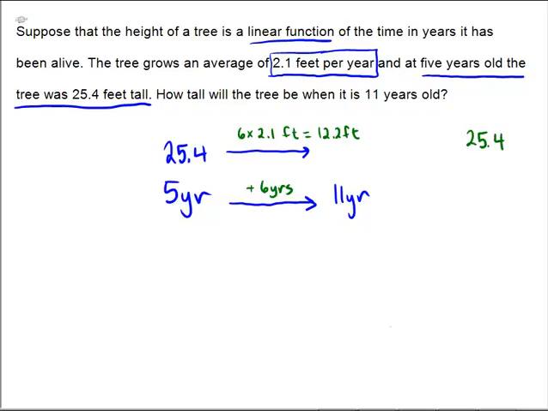So if it used to be 25.4 feet, and then over the next 6 years we end up adding on another 12.2 feet, then that would mean at the end of the 11th year, your tree would be 37.6 feet tall. So that's how you can do these application problems, by understanding and using critical thinking instead of the heavier algebra, setting up algebraic equations. So why don't you pause the video and see if you can do one on your own here.